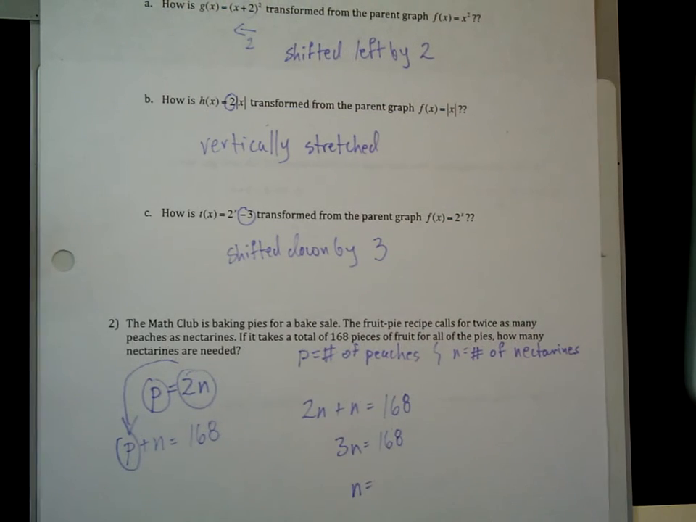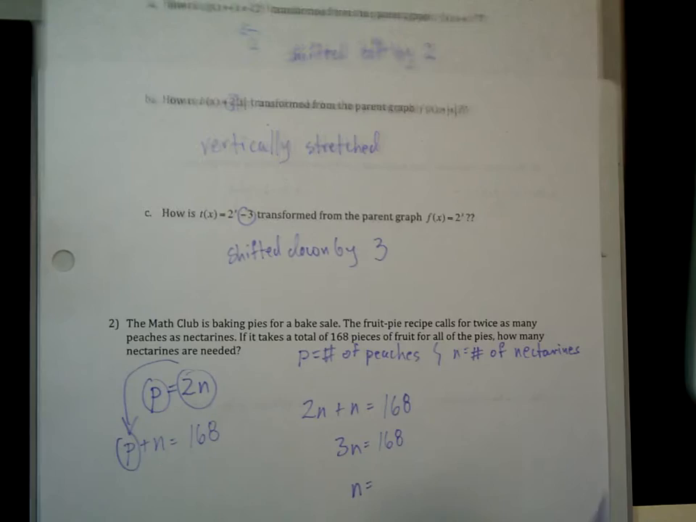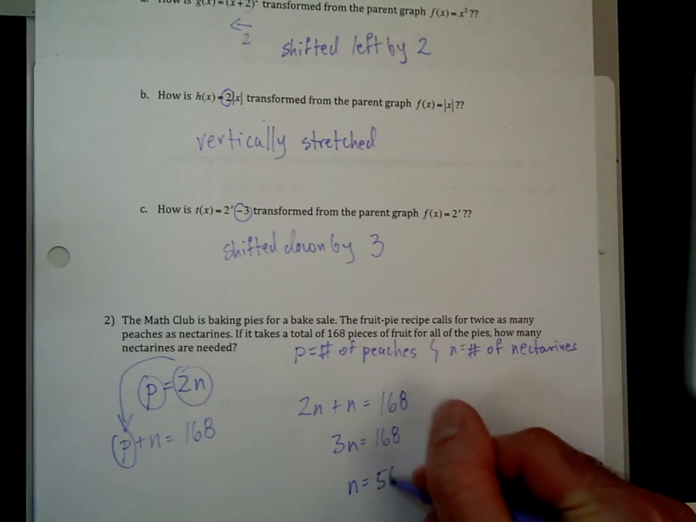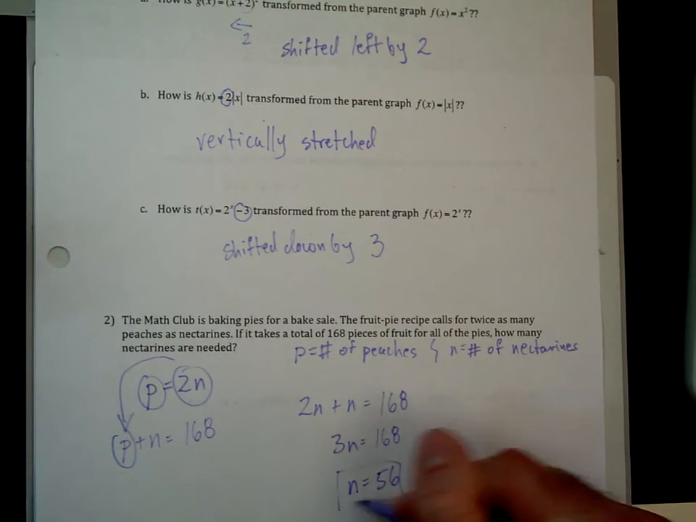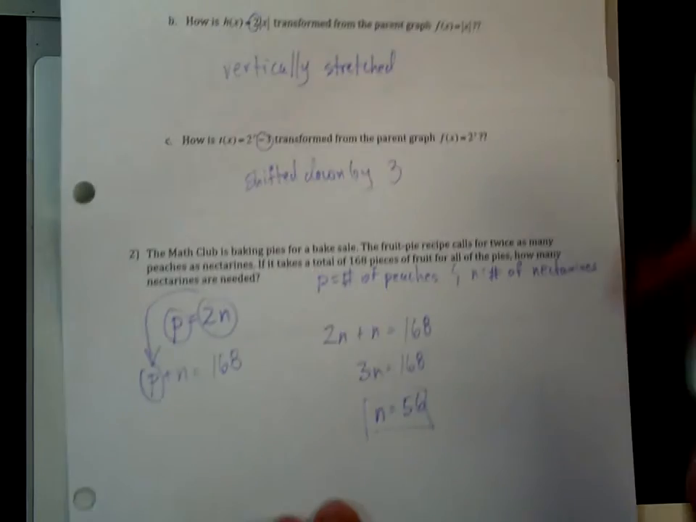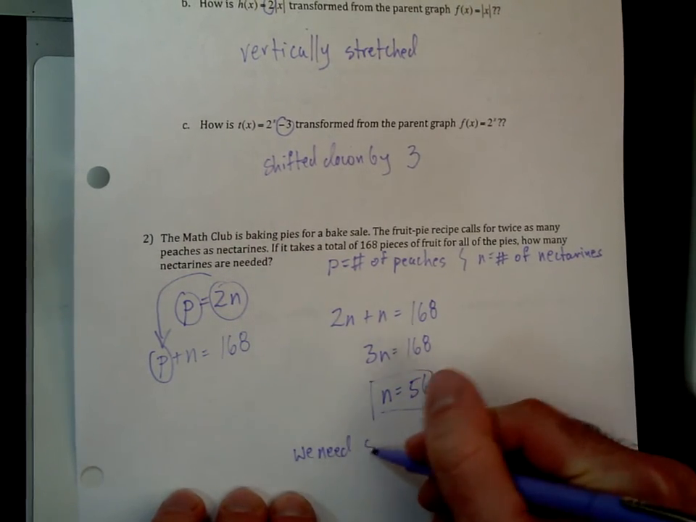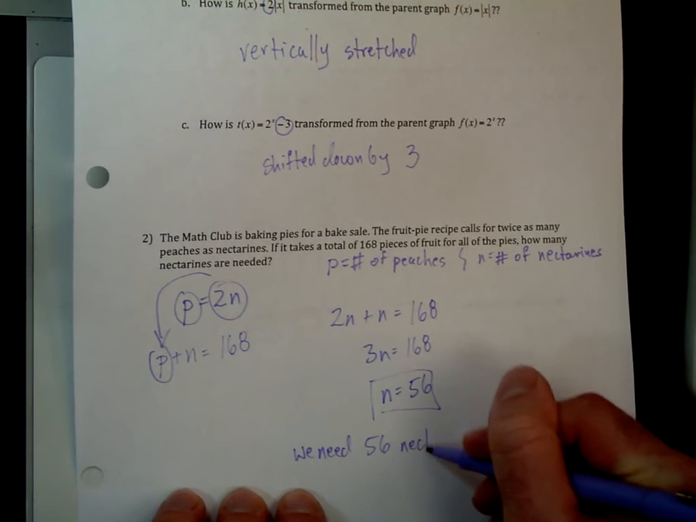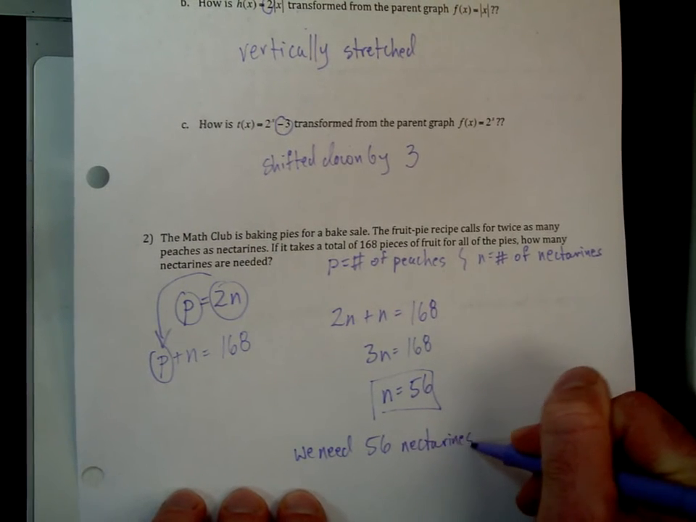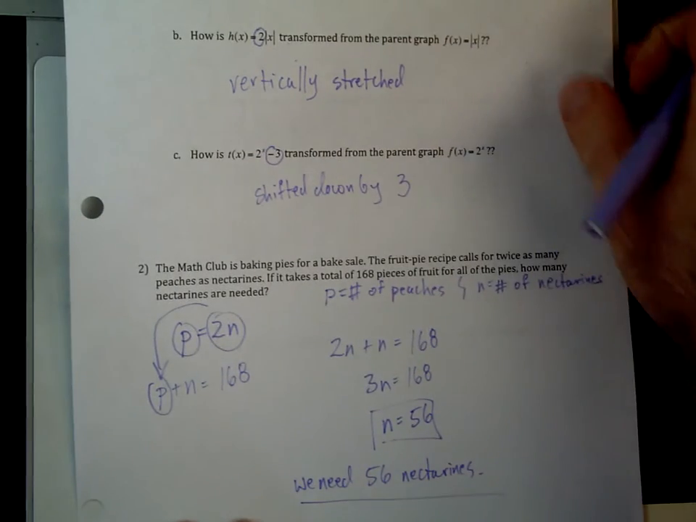N equals 56. So we need 56 nectarines. Moving on.